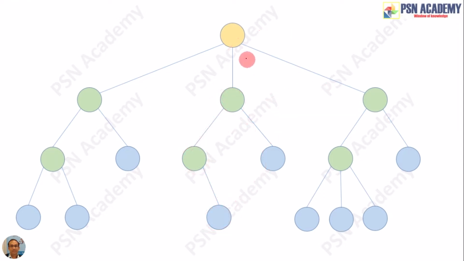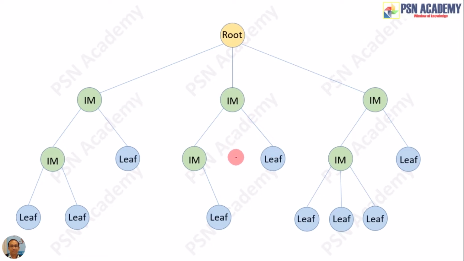Clear? Now this yellow node is called root. The green ones are called intermediary nodes, and the blue ones are called leaves. Now, how will you identify whether a given node is a root or intermediary node or leaf? Because in a tree, there will be no color.